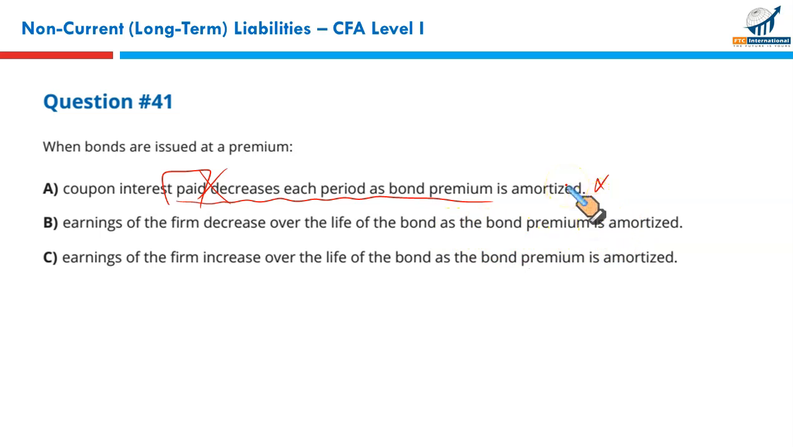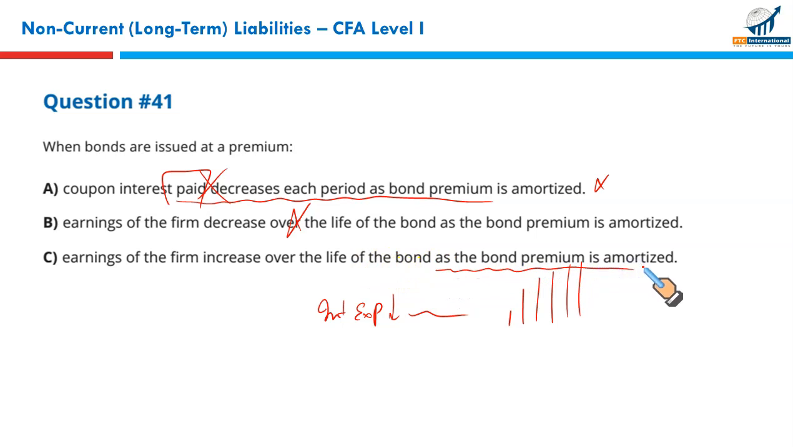Because for premium bonds, premium amortized will lower interest expense every period. Since interest expense will fall every period, income will be higher over the period. So this is incorrect as well. Earnings of the firm increases over the life of the bond as the bond premium is amortized. That makes C the correct option.